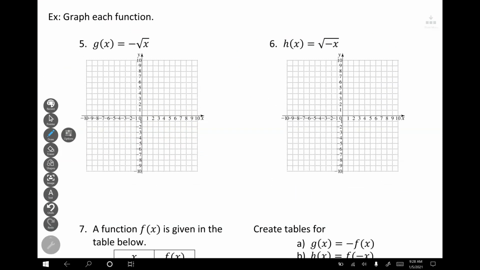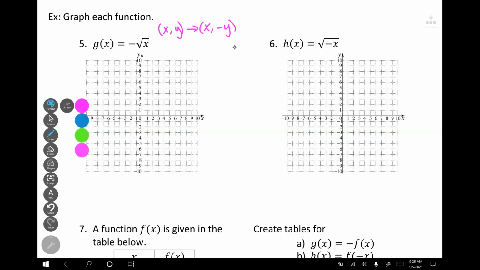Graph each function. So I've got the function g of x equals negative square root of x. That is a reflection across the x-axis. You're multiplying the whole function by negative, so that's multiplying the y values by -1. So if you want, each point (x, y) is going to go to (x, -y). You're multiplying the whole y value by -1.